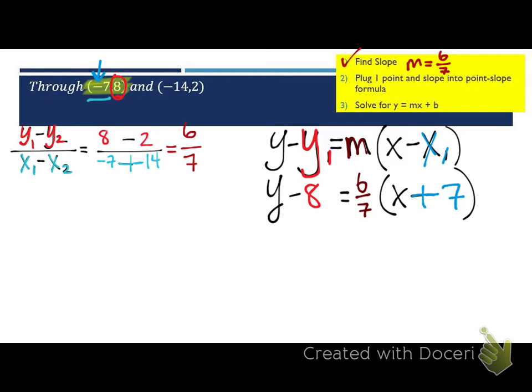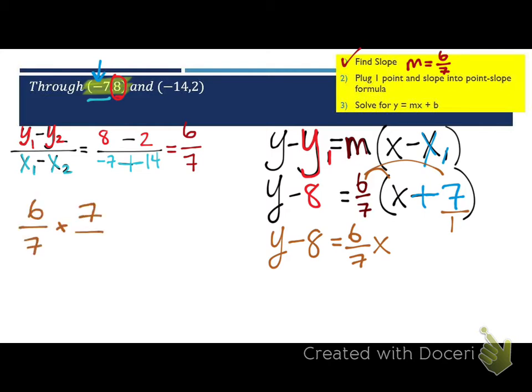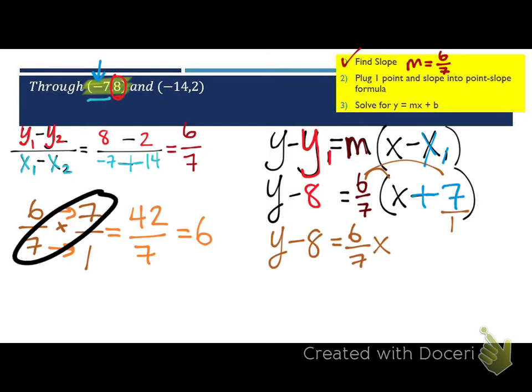Now we're going to distribute. So y minus 8 equals 6 over 7 times x is 6/7 x. And then 6 over 7 times 7, you can put 7 over 1. You can come off to the side. It will be that. I am recording, so I do have to explain it. What is 6 times 7? 42. And then 7 times 1, which reduces to 6. You could have also cross-canceled and seen that 7 and 7 are both divisible by 7. So that would have made 1 and 1, and 6 times 1 is still 6.